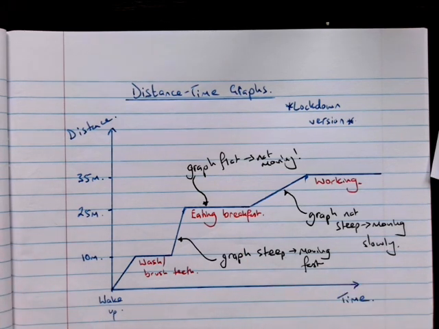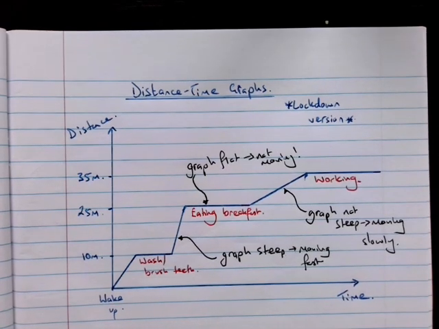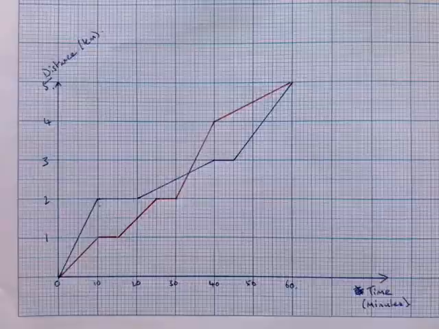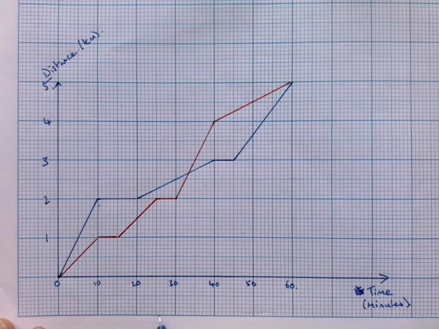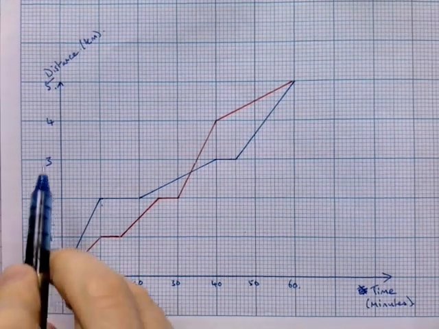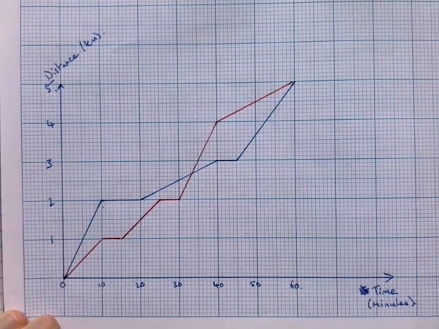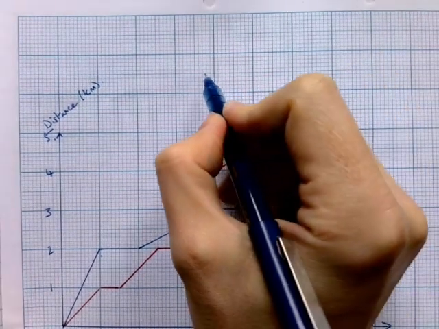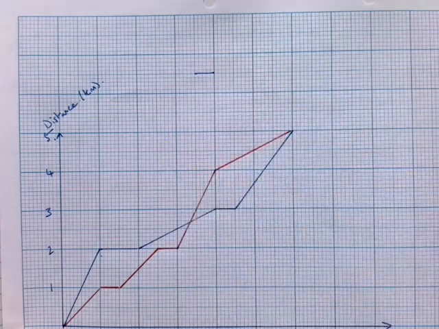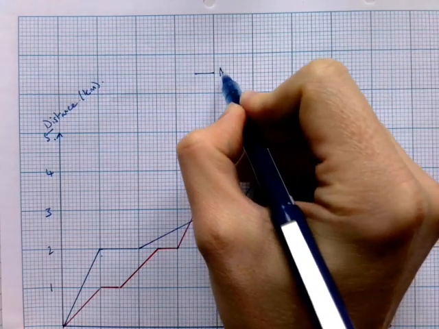Now this is the lockdown version, so let's do a non-lockdown version. This is my non-lockdown version. We've got our time in minutes on the x-axis and our distance in kilometers on the y-axis, and this time we've got two lines, because there are two people involved in this story. The first person in this story, that's the blue line, that's me.